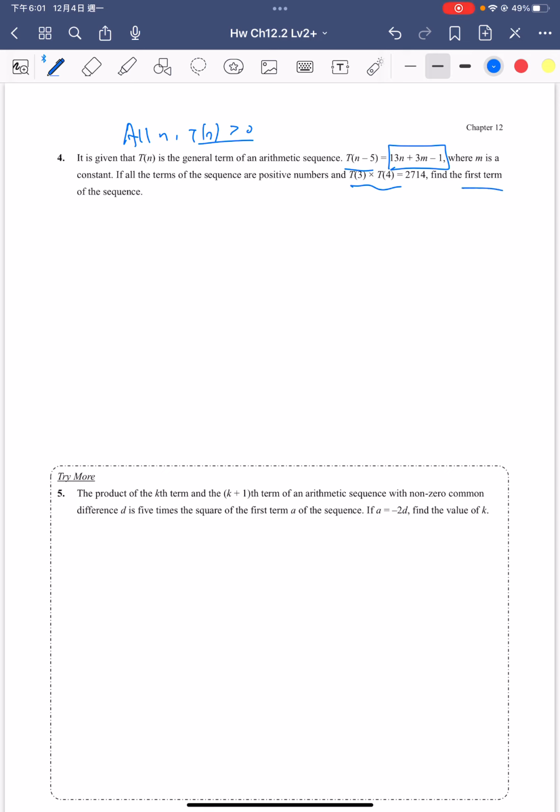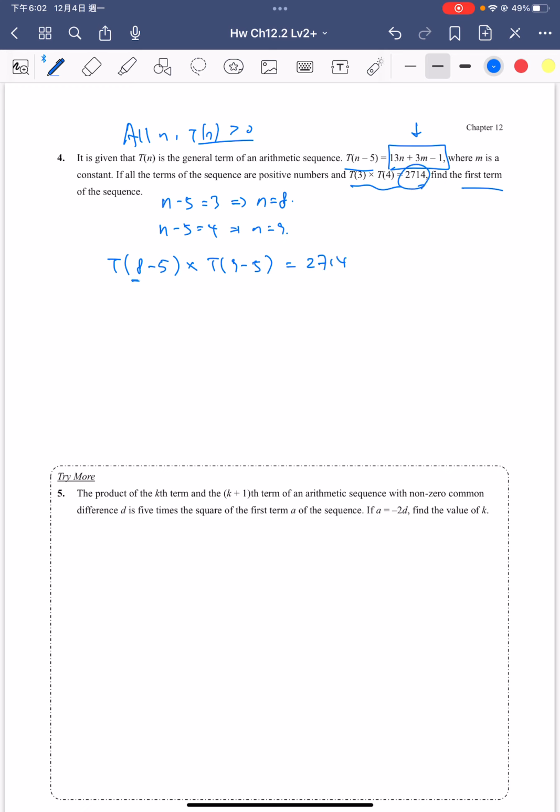Okay, then how can we do this? When we have Tn minus 5 using this, what's the relationship when n minus 5 is equal to 3? We think about when n minus 5 equals 3, which means that n is equal to 8, isn't it? And then for T4, n minus 5 equals 4, which means that n is equal to 9. So what we're going to calculate is T8 minus 5, times T9 minus 5, which is going to be equal to 2714, using this condition.